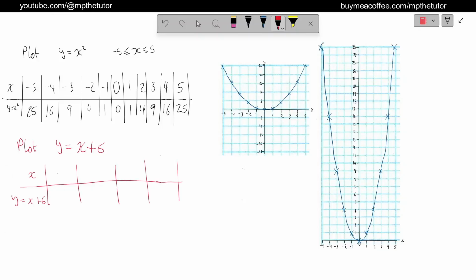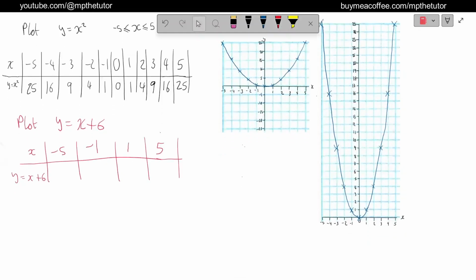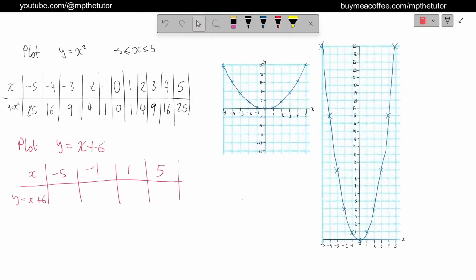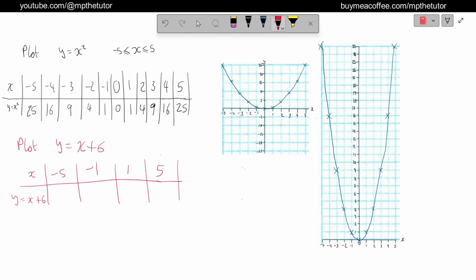So I'm going to choose -5, -1, 1, and 5 may as well. So -5 plus 6 is 1. -1 plus 6 is 5. 1 plus 6 is 7. And 5 plus 6 is 11. Then we're going to plot these on.